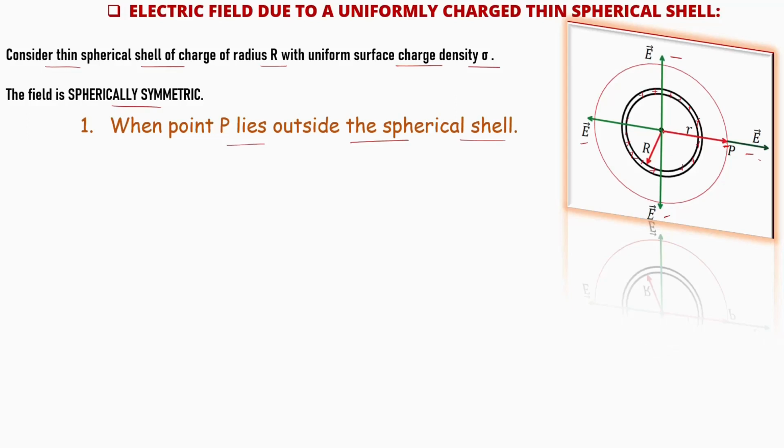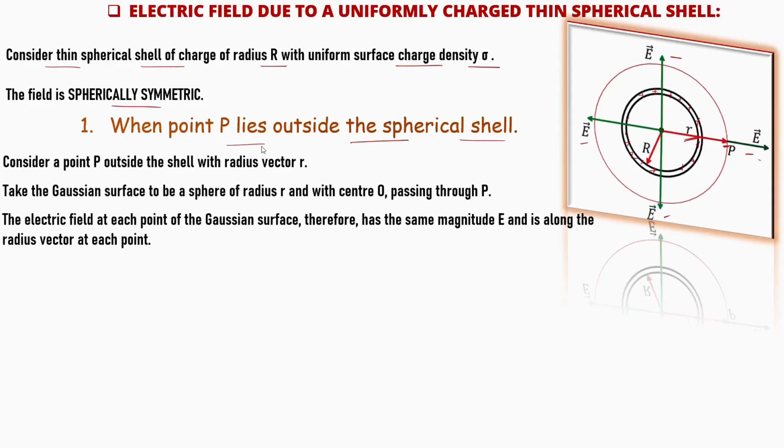We have to take a spherical shell of small radius r. Keep this in mind. We take this small radius with a radius vector r. Now we take a Gaussian surface to be a sphere of radius r with center O which is passing through P. So the spherical surface of radius r will be treated as a Gaussian surface. The electric field at each point on the Gaussian surface has the same magnitude and is along the radius vector at each point. That is, if the electric field is spherically symmetric, whatever electric field is passing through this Gaussian surface will be equal in magnitude, and it will always be pointing radially outward.